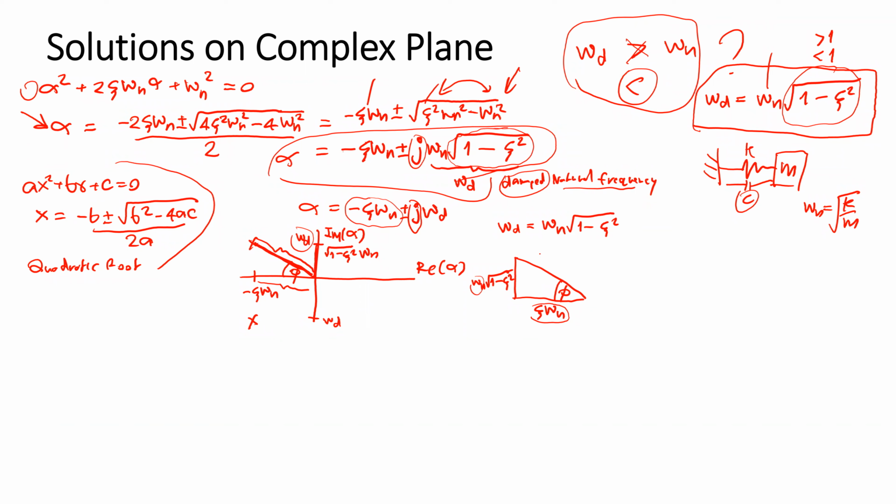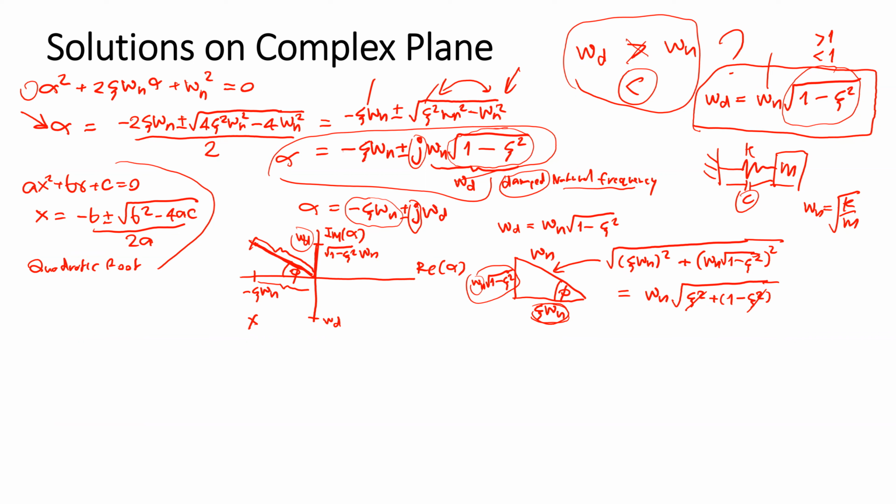By Pythagoras, this side should be the square root of this one squared and this one squared. We are going to have omega n and the square root of psi squared plus 1 minus psi squared. So the magnitude of the length of this side is going to be omega n.